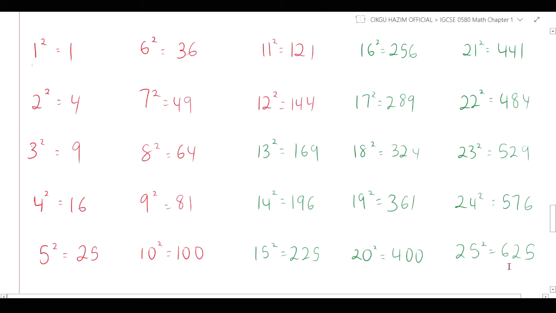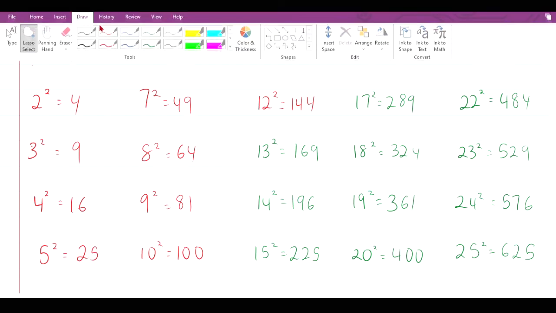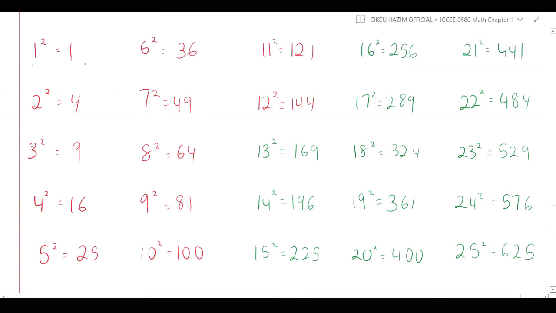All right, I'll give you several tips that you can do to memorize. The first tip here is that you can think about it as a sequence, from the first perfect square number to the second, we plus 3. From 4 to 9 we plus 5, and the pattern itself keeps on adding by 2.